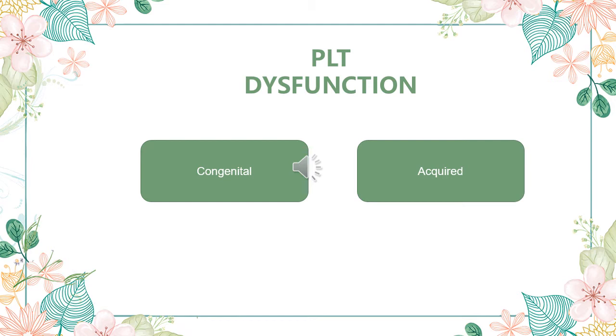Acquired platelet dysfunction can be seen also in uremic patients, with uremic toxins in patients of chronic renal failure. The platelets also are dysfunctional, and so our lecture is not confined to platelets, but you shouldn't ignore an acquired platelet dysfunction as a cause of bleeding.